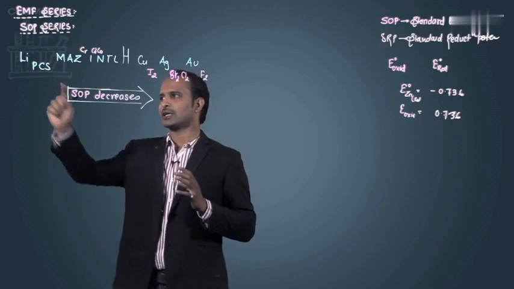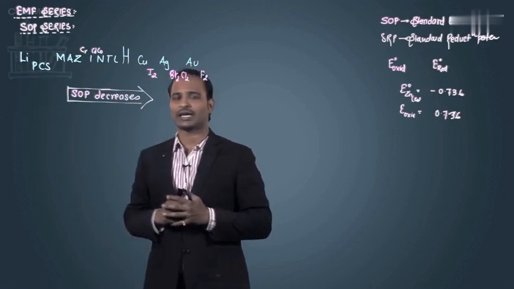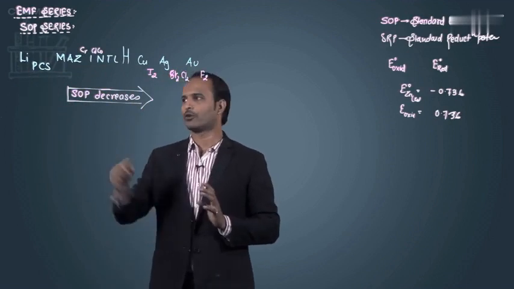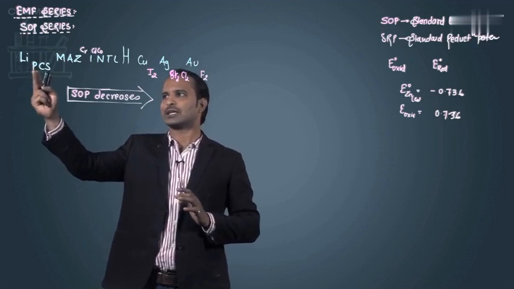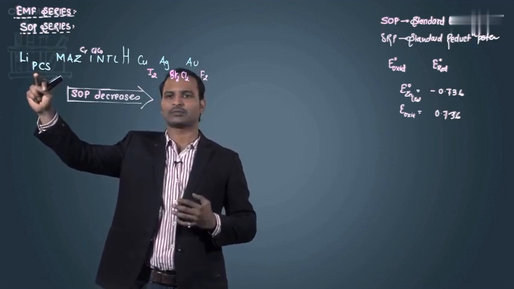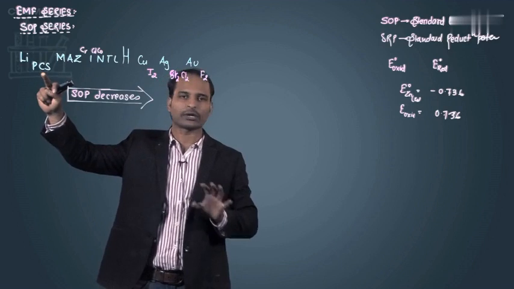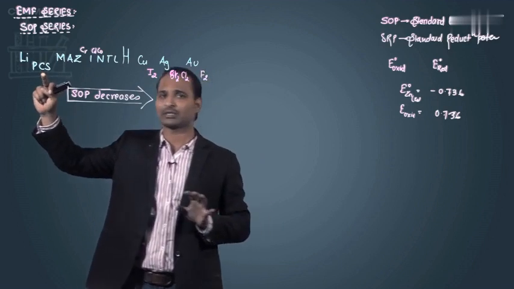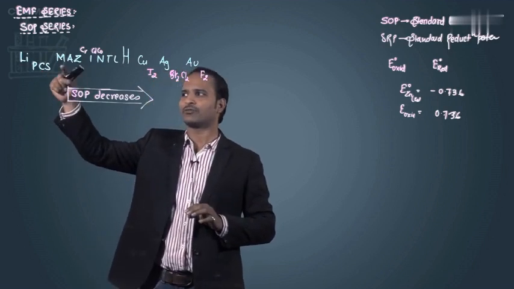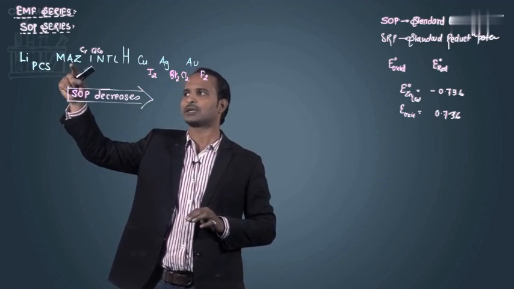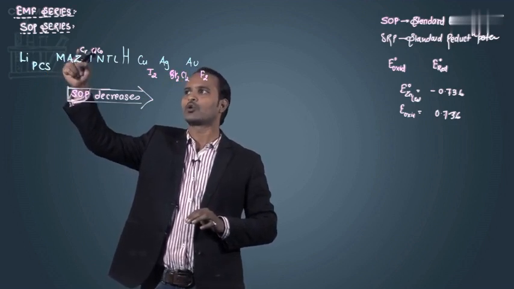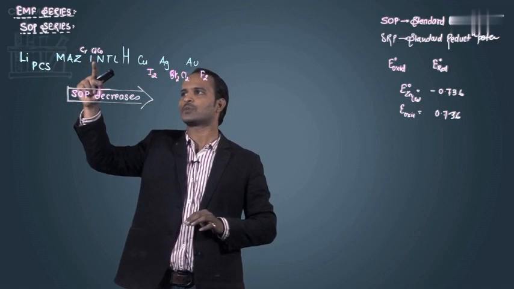Actually, the series is like lithium. This P stands for potassium, not phosphorus; it's a mnemonic form I have given. After lithium, potassium comes. Then C, which is not carbon, it's calcium. Then sodium. Then we have M, that is magnesium. Then aluminium, zinc, chromium, cadmium, cobalt, which come between I and N.